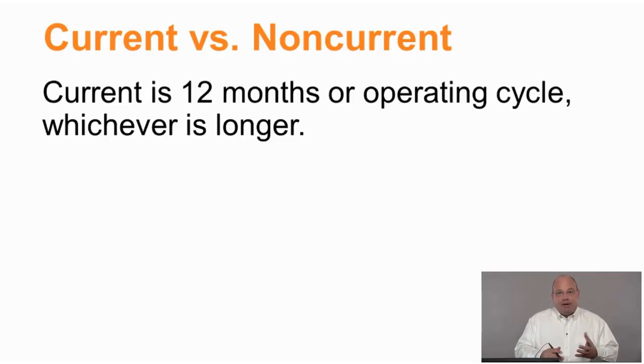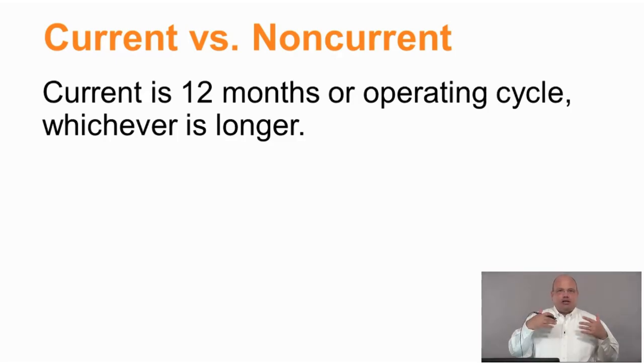But for some companies, shipbuilding, construction companies, the operating cycle might be 3 years. So the definition is 12 months or the operating cycle, whichever is longer. So a shipbuilding company might have a 3-year operating cycle, in which case, for that shipbuilding company, that's what they use as the cutoff for current or non-current, 3 years. But the electronics store that has an operating cycle of 4 weeks, well, they use 12 months. Okay? So it's 12 months or the operating cycle, whichever is longer. That's the distinction between current and non-current.